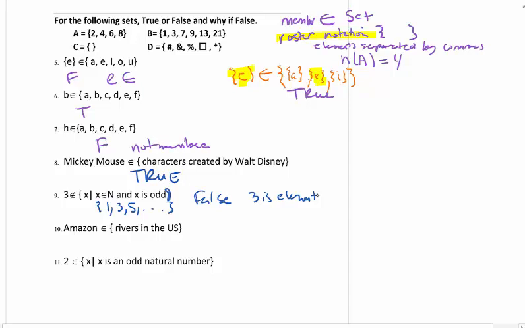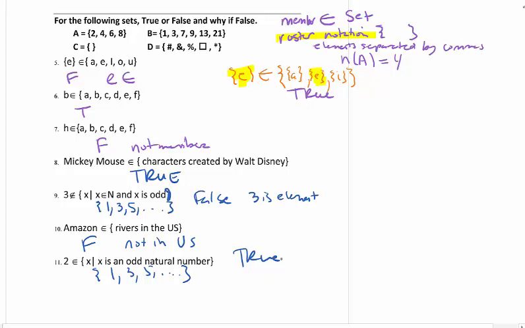Number 10, Amazon is an element of rivers in the U.S. My answer should be false. Amazon is a river, but it's not in the U.S. And my last one there, number 11, 2 is an element, and again, I'm going to write this out. X is odd natural number, which is actually the same thing as number 9 is written up there, but just notice you can write it different ways. So this would have been 1, 3, 5, ... And that should be true because it's not an odd number.